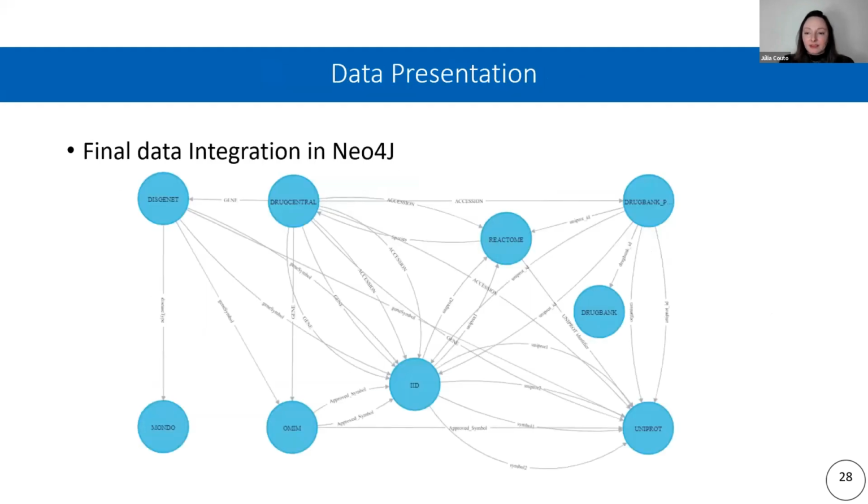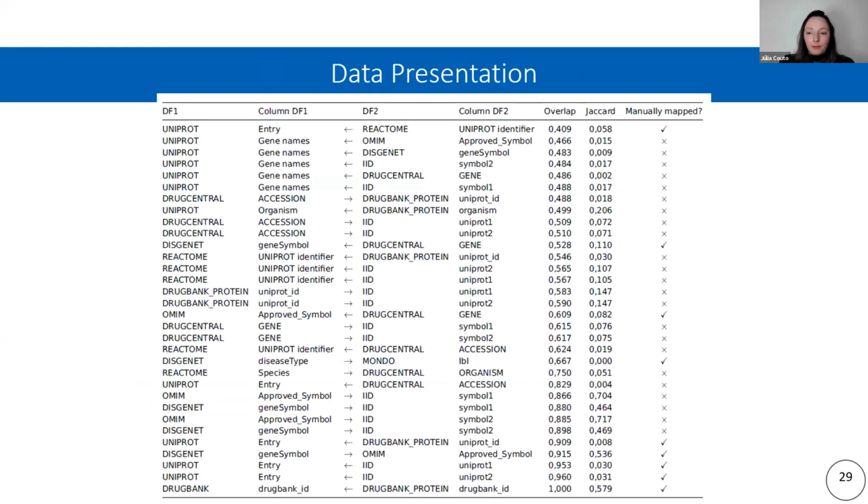And here we present our final data integration in Neo4j with all the points of integration identified by our model. Here we have a table with the same information of the previous figure, but here we also have more details about the overlap and Jaccard indexes. And we also indicate the integration points which were manually mapped and the ones only identified by our model.